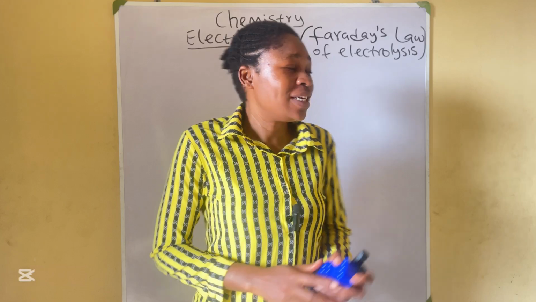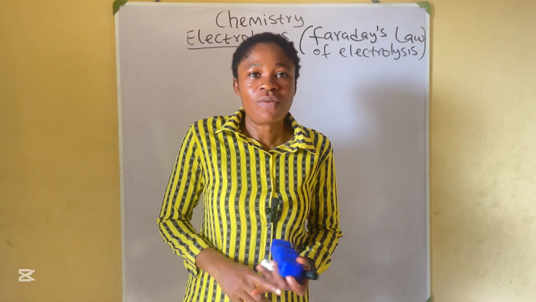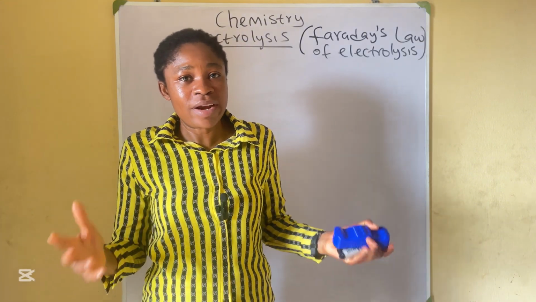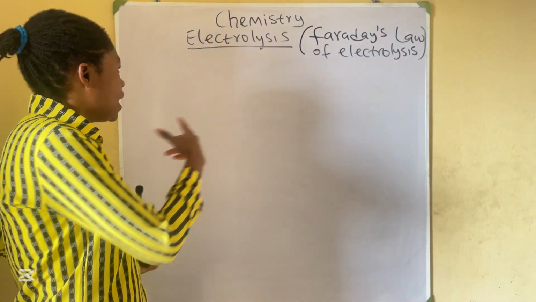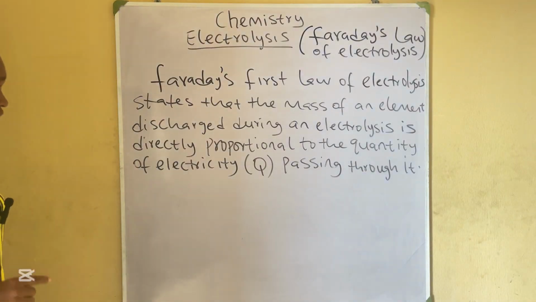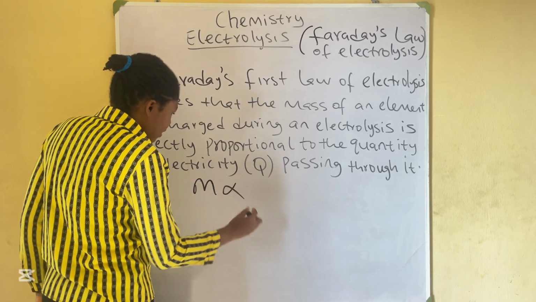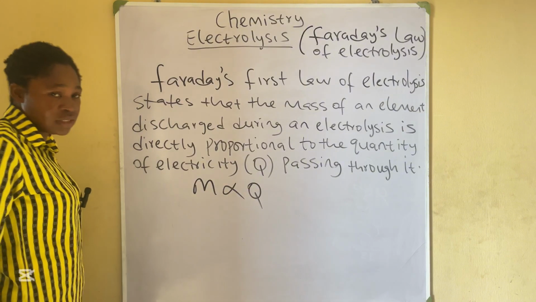Today's lesson is on Faraday's laws of electrolysis. The first and second laws of electrolysis were proposed by Faraday in 1833. The first law of Faraday states that the mass of element discharged during electrolysis is directly proportional to the quantity of electricity passing through it. So from the definition, mass varies directly with the quantity of electricity passing through it.